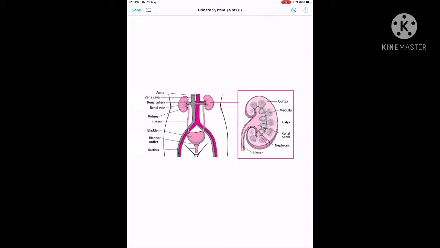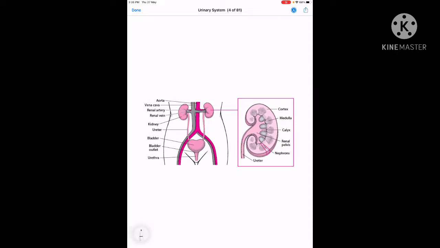If we really understand how the urinary system works, it would be easy for us to understand how the kidney works. Now the urinary system is made up of the kidneys. These are the 2 kidneys over there. As you see here, there are 2 main blood vessels going inside the kidney.